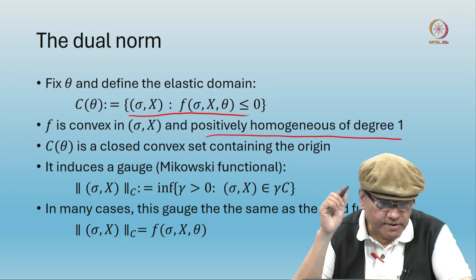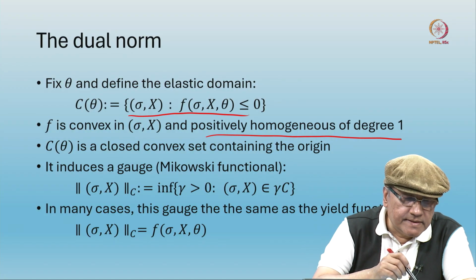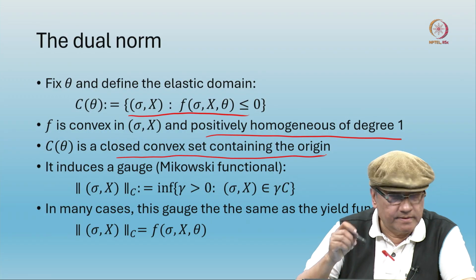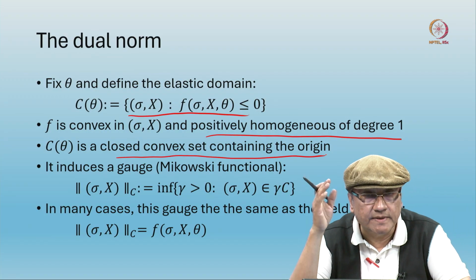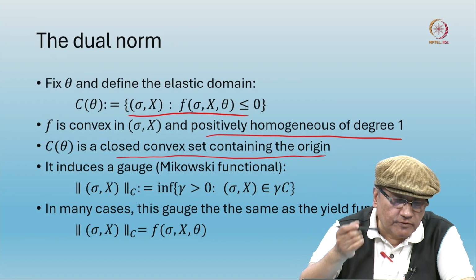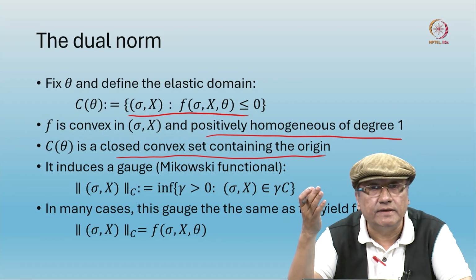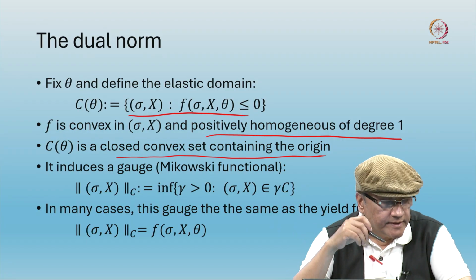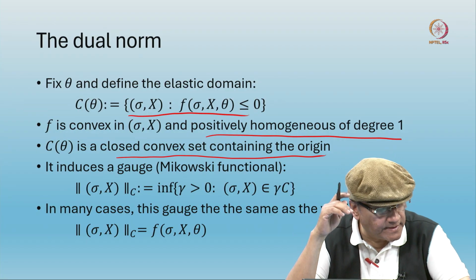Okay. So, C theta is a closed convex set containing the origin, that also we must ensure that it must contain the origin of what? Origin of sigma and x, that means sigma equal to 0, x equal to 0, right. It must be included within C theta.